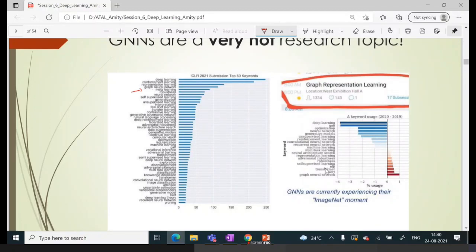So that means many people are writing papers on this particular domain. And apart from this, you can also see the keyword usage. You can see that the usage of this particular keyword is increasing drastically, right? So we can say that GNNs are currently experiencing their ImageNet moment, right? So that means a lot of people are working on this particular domain. So now this is all about graph neural networks. It seems very interesting and exciting, and we can do a lot of research in this domain. It seems very promising, right? But the question is how to start with it.